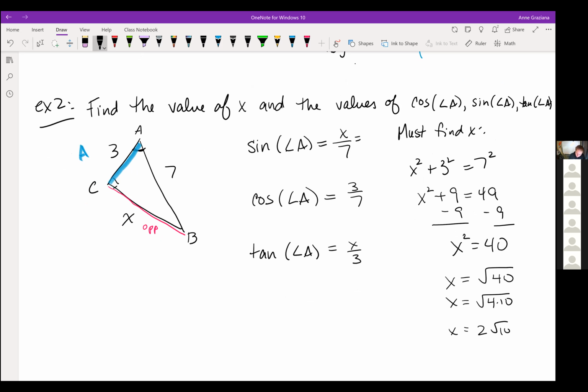So now I want to go back and fill in that information. Sine is not x/7, it's 2 root 10/7. Cosine is good, we lucked out there. And then tangent is 2 root 10/3. Okay, any questions?